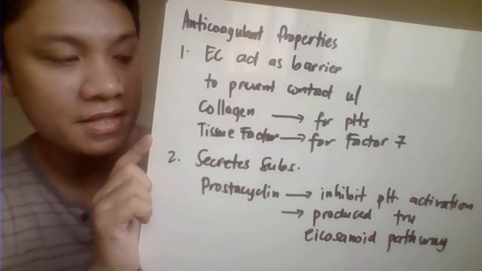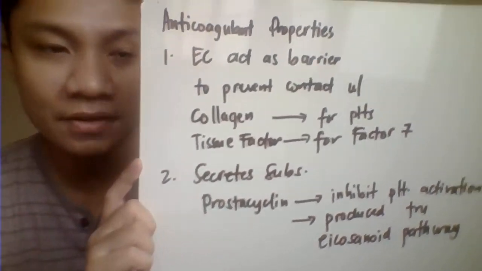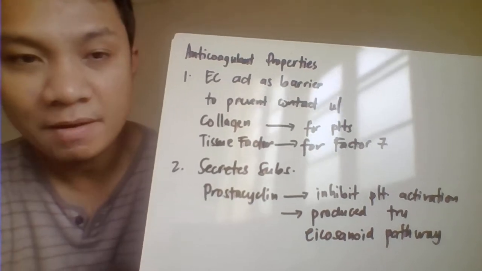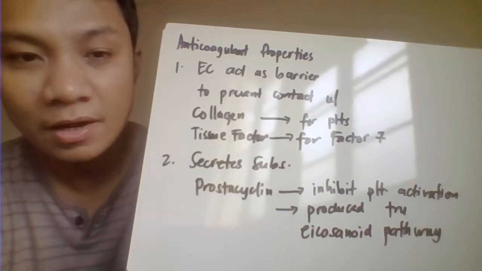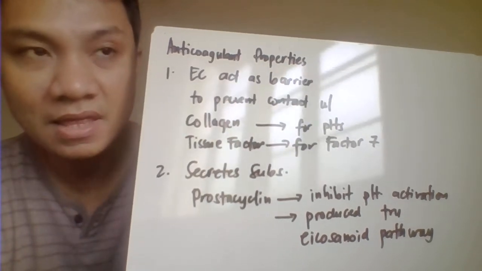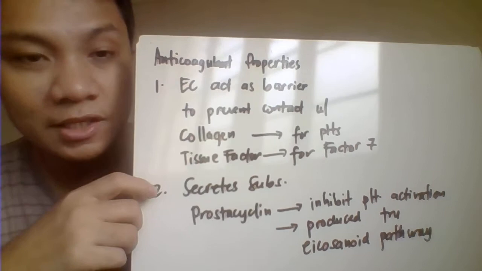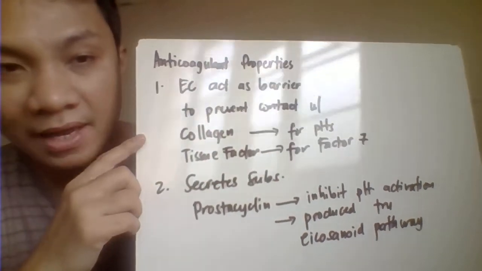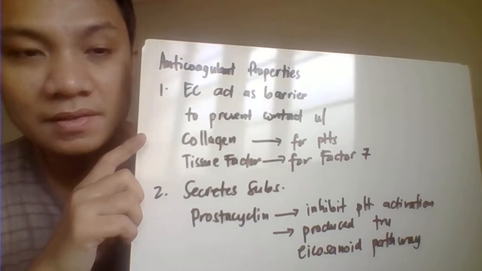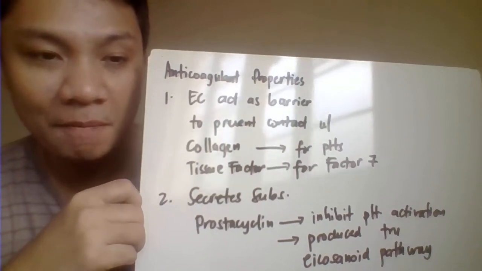Okay, so we have here the different properties of your blood vessels or vascular intima. The first one, we have here the anticoagulant properties. Again, the anticoagulant properties of your vascular intima are activated under normal conditions, wala kang tissue injury. So the first one, again, remember that your vascular intima serves here as a barrier to prevent the contact between your blood and your non-blood component.